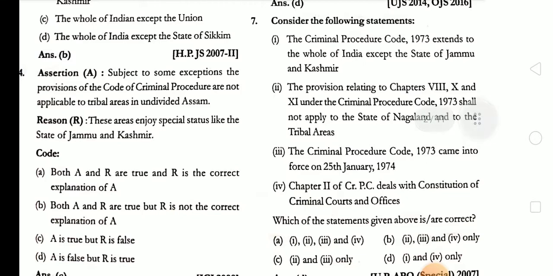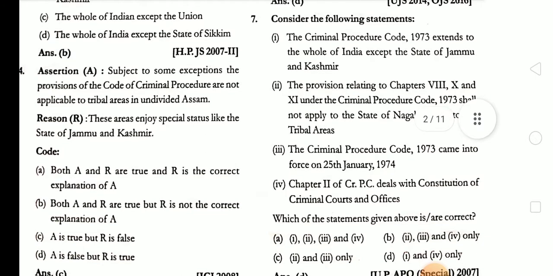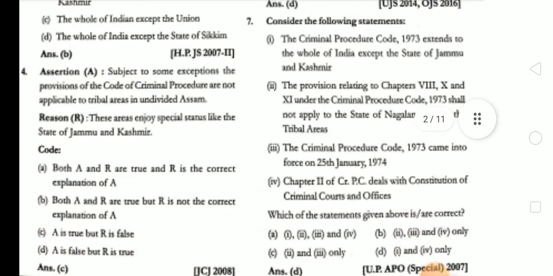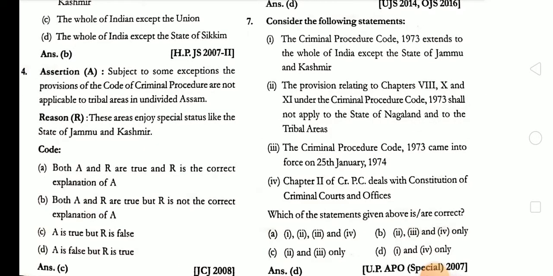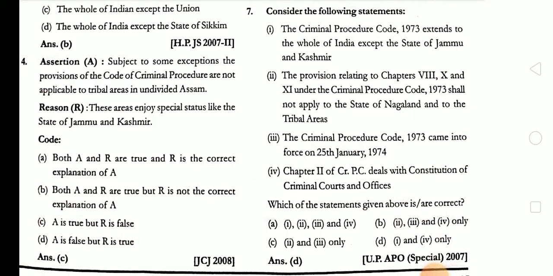Next question. Consider the following statements. CrPC extends to the whole of India except the state of Jammu and Kashmir. Provisions relating to chapters 8, 10 and 11 under CrPC shall not apply to the state of Nagaland and to tribal areas. CrPC 1973 came into force on 25th January 1974, and chapter 2 of CrPC deals with the constitution of criminal courts and offices. Out of these, how many are correct? Here the correct ones will be first and fourth only. So these MCQs were relating to the application of CrPC.